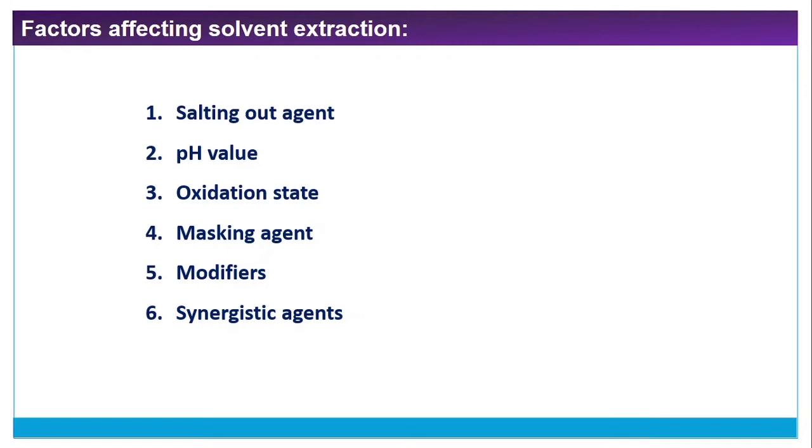So these are the six factors which affect the solvent extraction. By using the salting out agent, pH value, oxidation state, masking agent, modifier and synergistic agent, we can increase or decrease the solvent extraction of particular metal ions from the aqueous solution into the organic solution.